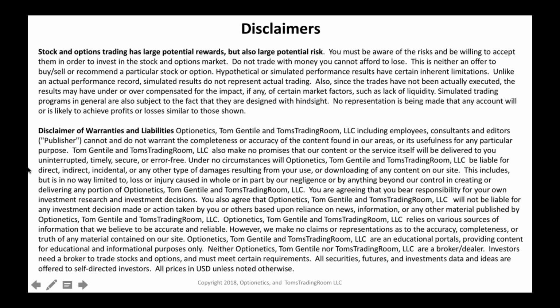But because we're in this venue right now, and I'm talking to a group of people and not one-on-one, I am able to educate you as to what it is that we do. All right. You need a broker to trade with. You must meet certain requirements, and everything I'm going to talk about tonight is in US dollars unless noted otherwise. And with that, let's talk about what we're going to cover.